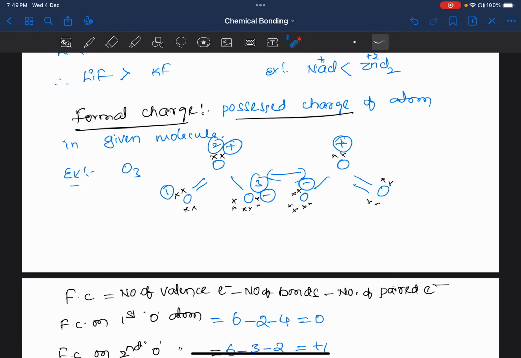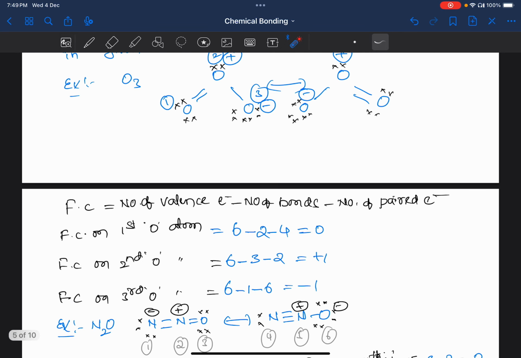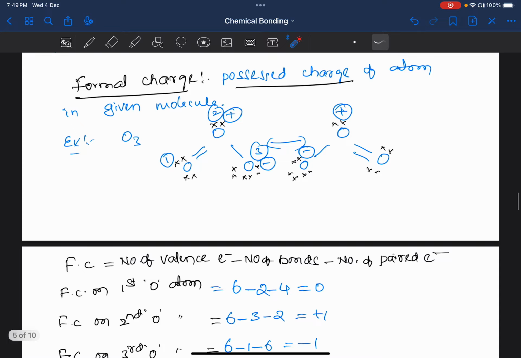Now, how do we find the formal charge for any atom? For that, a formula is given: the number of valence electrons minus the number of bonds around that atom minus the number of paired electrons. So the formal charge of any atom is equal to the number of valence electrons of the atom we are finding, minus the number of bonds around that atom, minus the number of paired electrons. It will be explained with an example.